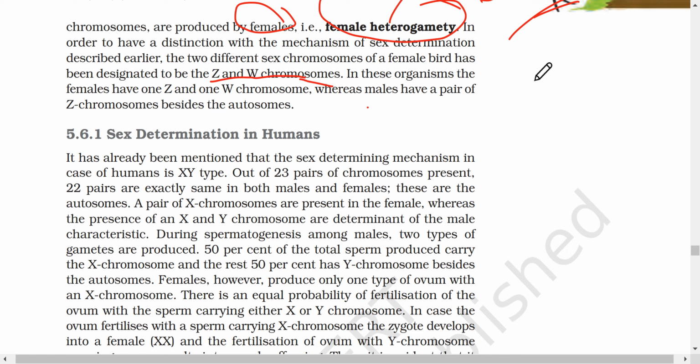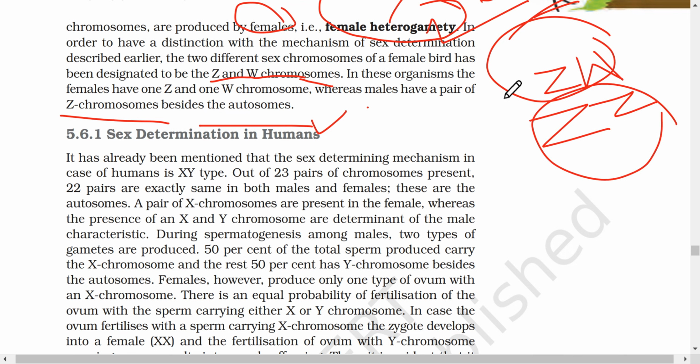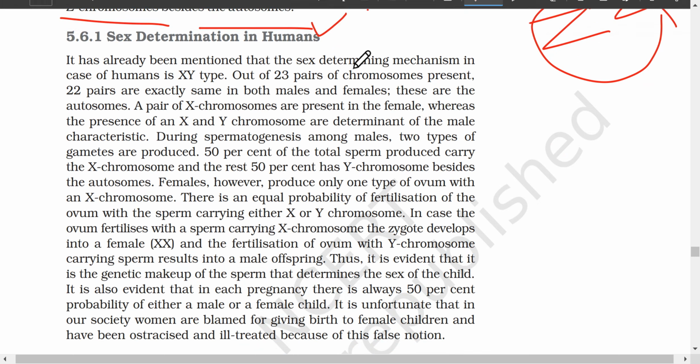In these, so you have a ZW type. In these organisms, the females have one Z and one W chromosome, whereas males have a pair of Z chromosomes besides the autosomes. So males will have ZZ and females have ZW. This is female heterogamety prominent in birds. Now, in case of humans, very easy. You've been doing this 8th class से शायद.